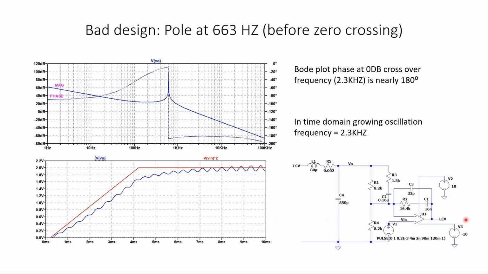This is the schematic of the compensator here. I made only one change. I changed R3. Earlier it was 169 ohms, and I made it 1.5K. So the RC value is increased and 1 over RC is reduced. That is the pole, which was at a higher frequency, reduced to near the resonant frequency, that is 663 Hz.